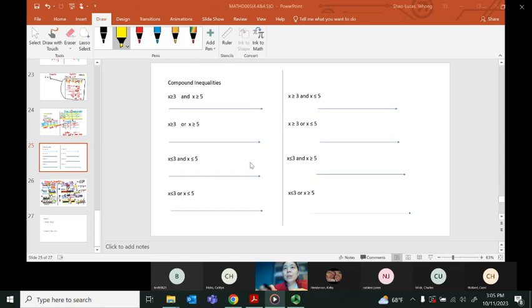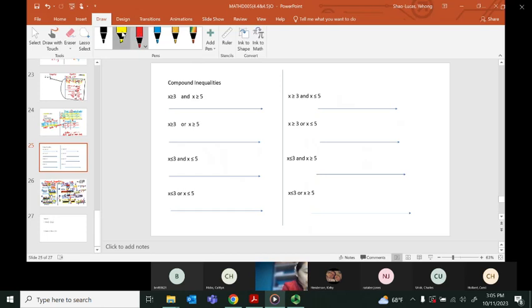So the last 4 questions you're supposed to graph, for those compound inequalities. Here I'm going to show you how to do the graphing. By the way, when you have 2 inequalities, because it's compound, they're together, so you don't need to draw 2 lines. You just draw 1 number line for both.